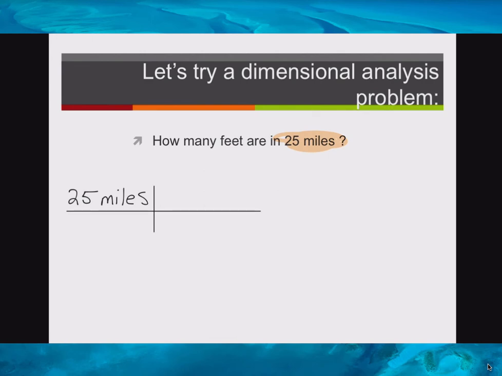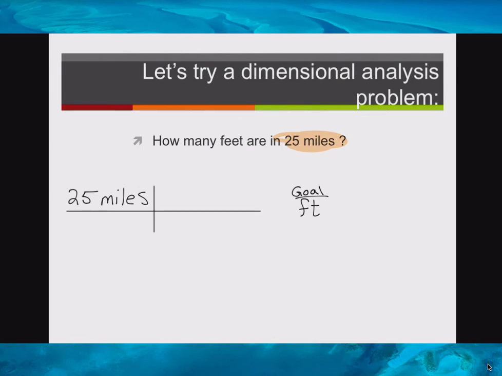The next thing I do is figure out what it is I'm trying to convert to. Austin, could you tell me, based on this one statement, how many feet are in 25 miles? What am I trying to convert to? From miles to feet. So the next thing I do, ladies and gentlemen, is write feet over here, and that is my goal. That is what I'm trying to convert to.